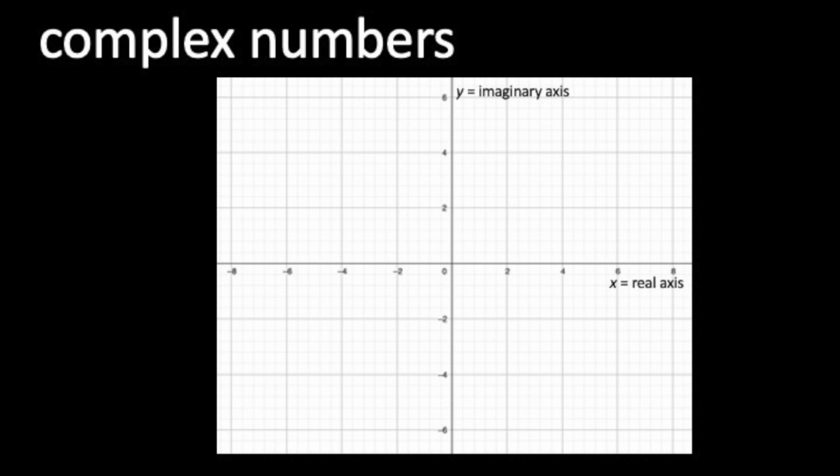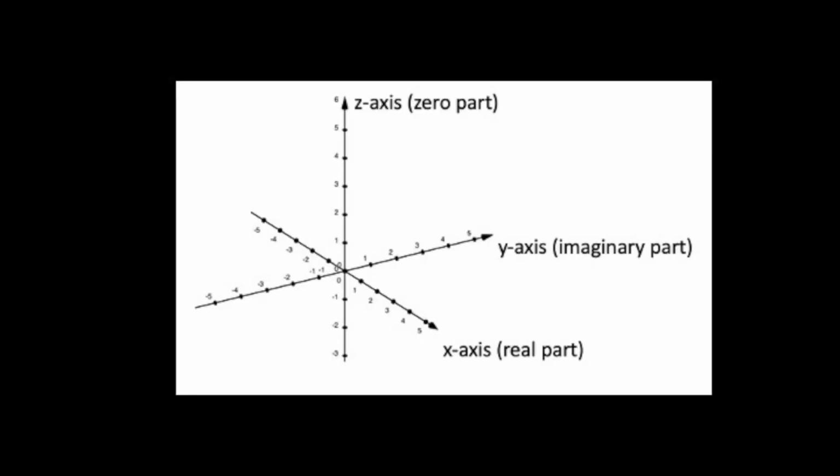Now we can extend this plane into a three-dimensional space by adding a third axis for the zero numbers. Every zero number is located somewhere on the zero part axis, or the z-axis. For instance, the zero number 4z is located here.